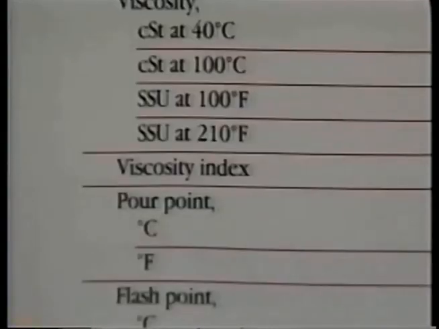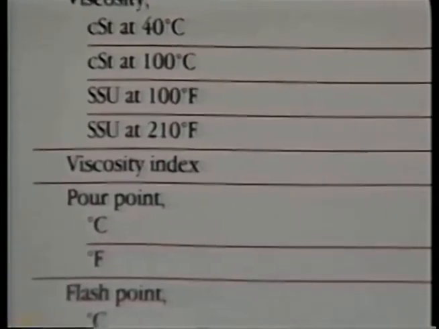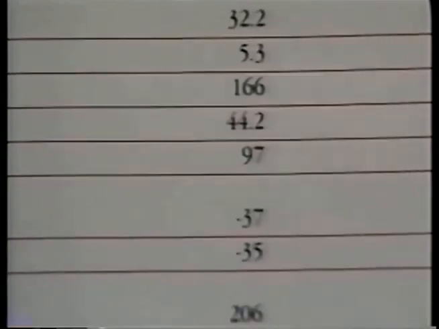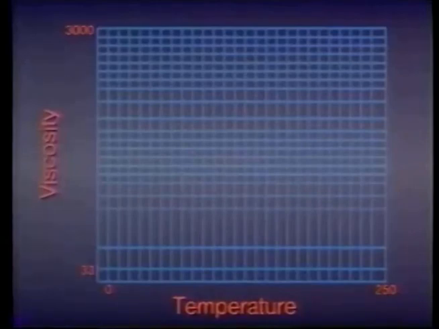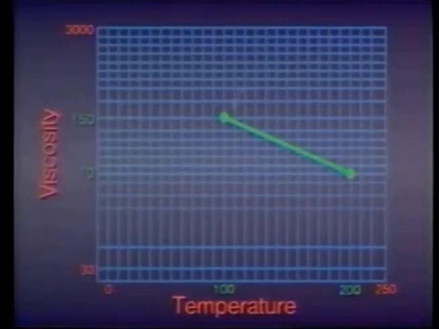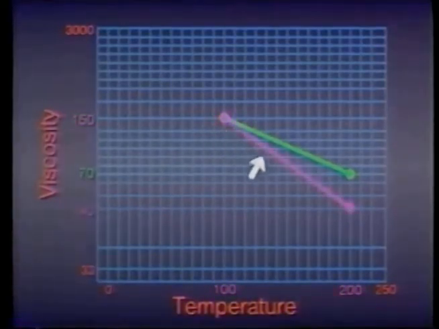The change in a fluid's viscosity at different temperatures is referred to as its viscosity index. The higher a fluid's viscosity index, the less the fluid's thickness is affected by temperature changes. For example, the viscosity of a fluid with a high index may change from 150 SUS to 70 SUS as the temperature rises from 100 to 200 degrees Fahrenheit. But the viscosity of a fluid with a lower index might change from 150 SUS to just 40 SUS as the temperature rises from 100 degrees to 200 degrees.